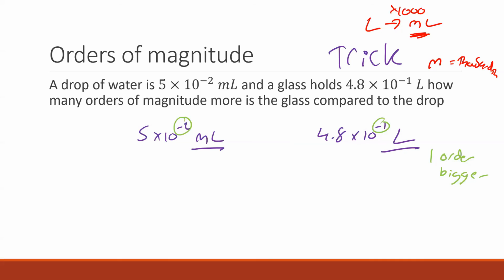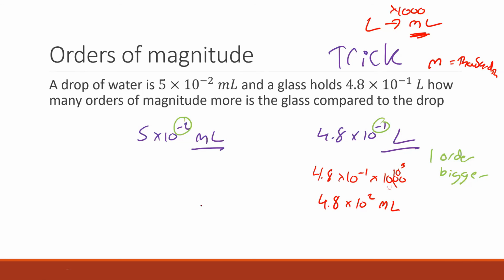So what that means is if I take 4.8 × 10⁻¹ times 1,000, that's just going to turn into 4.8 × 10², mL. If you don't know how I did that, 1,000 is actually just 10³, and 3 − 1 = 2.